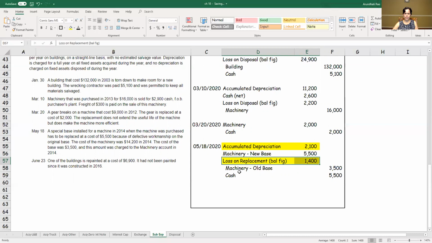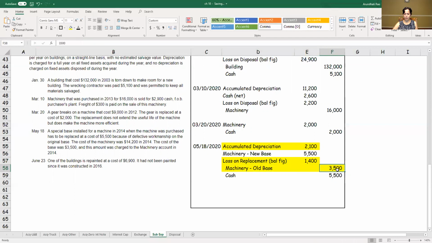You can look at this as two separate items, two separate transactions. I first get rid of the old base. The old base, $3,500 is the original cost. Accumulated depreciation is $2,100. Therefore, the loss is $1,400, getting rid of that old base. The new base, I paid $5,500, so I bring it in at $5,500.